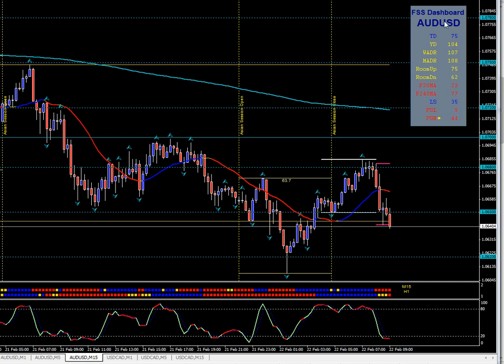Here's the FSS Dashboard, which tells me so far today the Aussie dollar has done a range of 75. And that's really from there up to there, and then it's fallen off again. Now there's a good short here on the TIS.